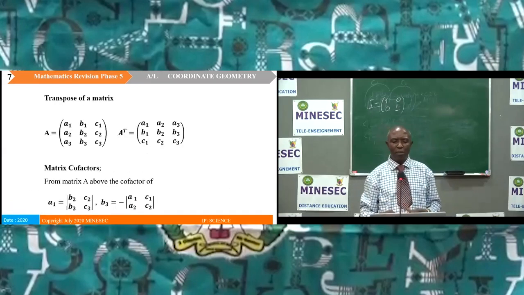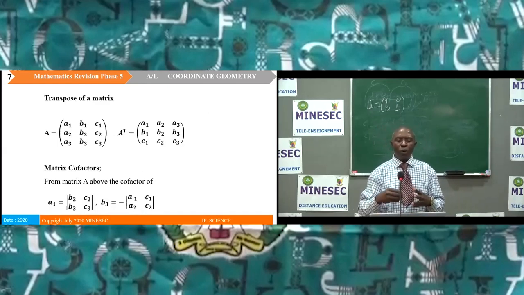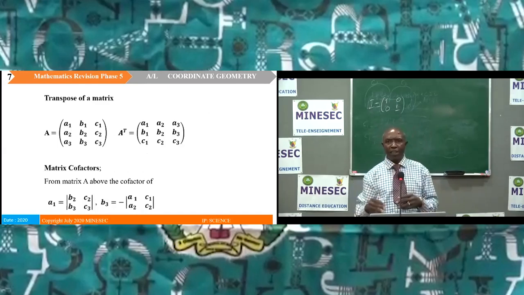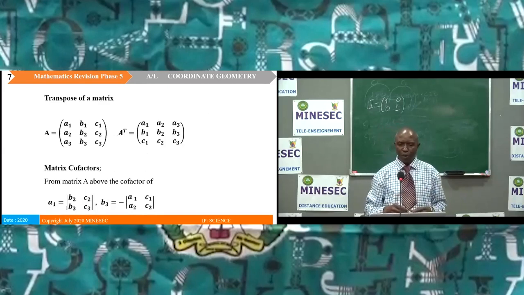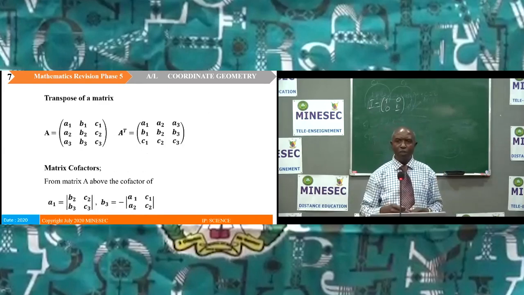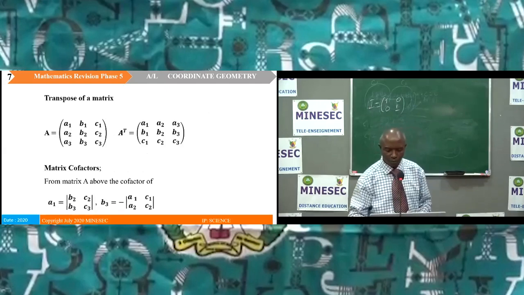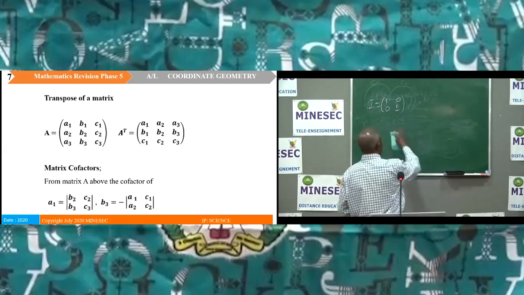Transpose of a matrix. When we interchange the positions, that is, the rows of a matrix become the columns of the matrix, we obtain the transpose of that matrix. That is, like what you are seeing on the board.